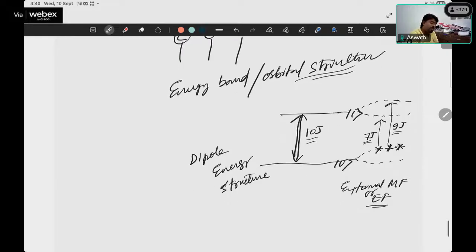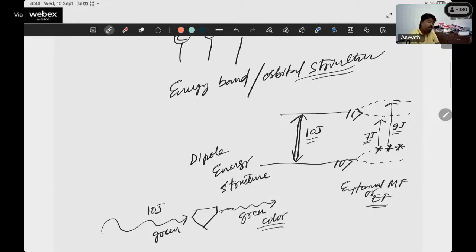So now, if I send a photon of 10 joules to a diamond NV center, a light laser source is incident, let's say it is of green color. If I get back the same green color, what I mean is there is no external magnetic field. If the external magnetic field is not there, the electrons were here, they absorb the green light, get excited, and come back and emit the same green light.